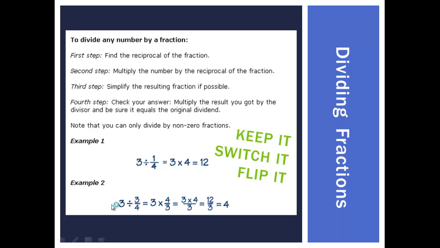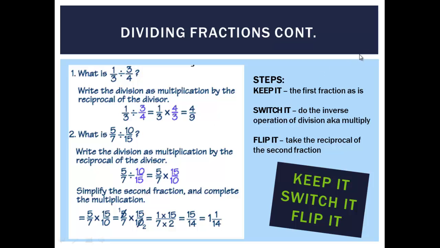So let's look at the second example. 3 divided by 3/4. Well, we're going to get 3. The inverse operation, or the switch it, is multiplication. So 3 times the reciprocal, or the flip, is going to be 4/3. So 3 times 4/3. So we get 3 times 4 over 3, 12 over 3 equals 4. So remember to keep it, switch it, flip it. The next page is going to give you some more actual definitions, so you know the switch it is really the inverse operation. So if you need to catch up with this real quick, please do so, and see you in the next slide.